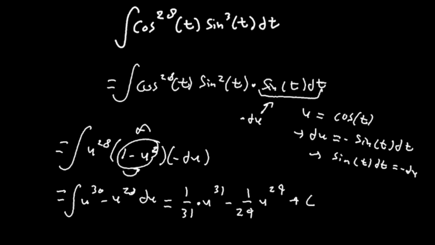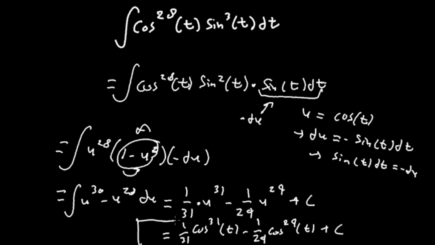Now, let's substitute back in u equals cosine t. So this becomes 1 over 31 cosine to the 31 of t minus 1 over 29 cosine to the 29 of t plus c. Alright, that is our final answer.